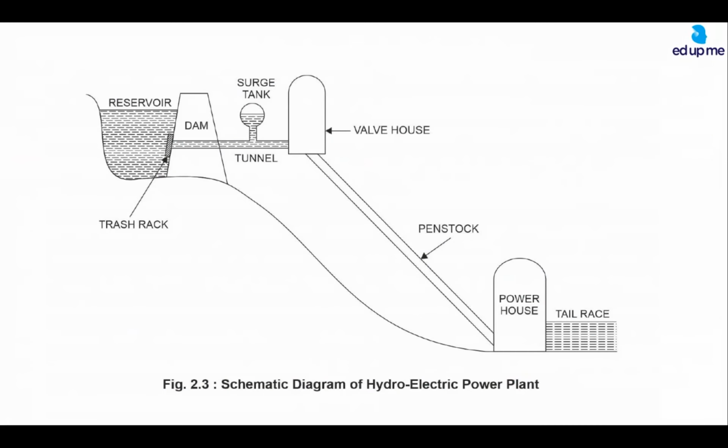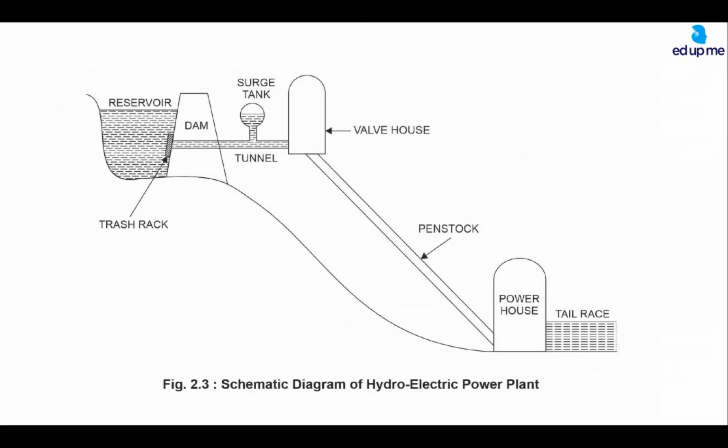So the hydro power plant is like this. There will be a reservoir. That means the water coming from the river is held back by a dam, a masonry construction, so the reservoir is filled. From the reservoir, there will be a trash rack so that debris does not enter the powerhouse. So it is just a filter, right?